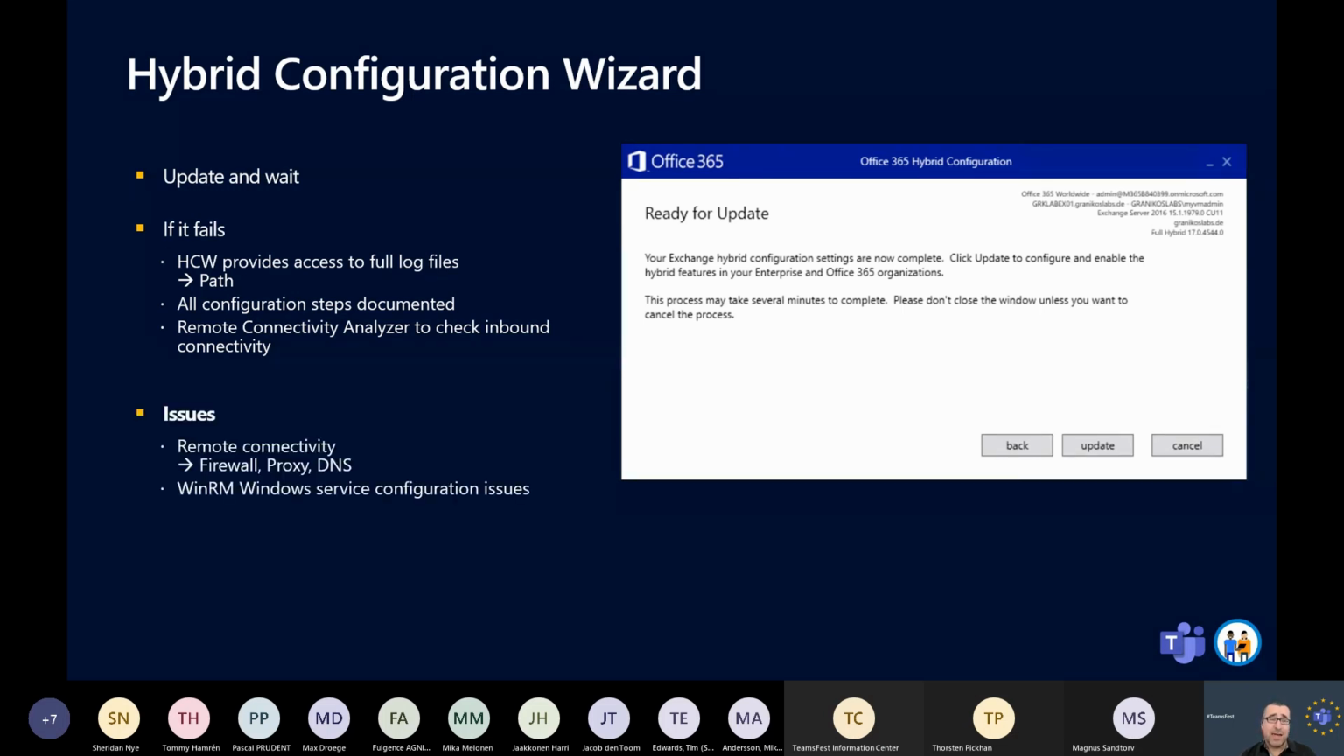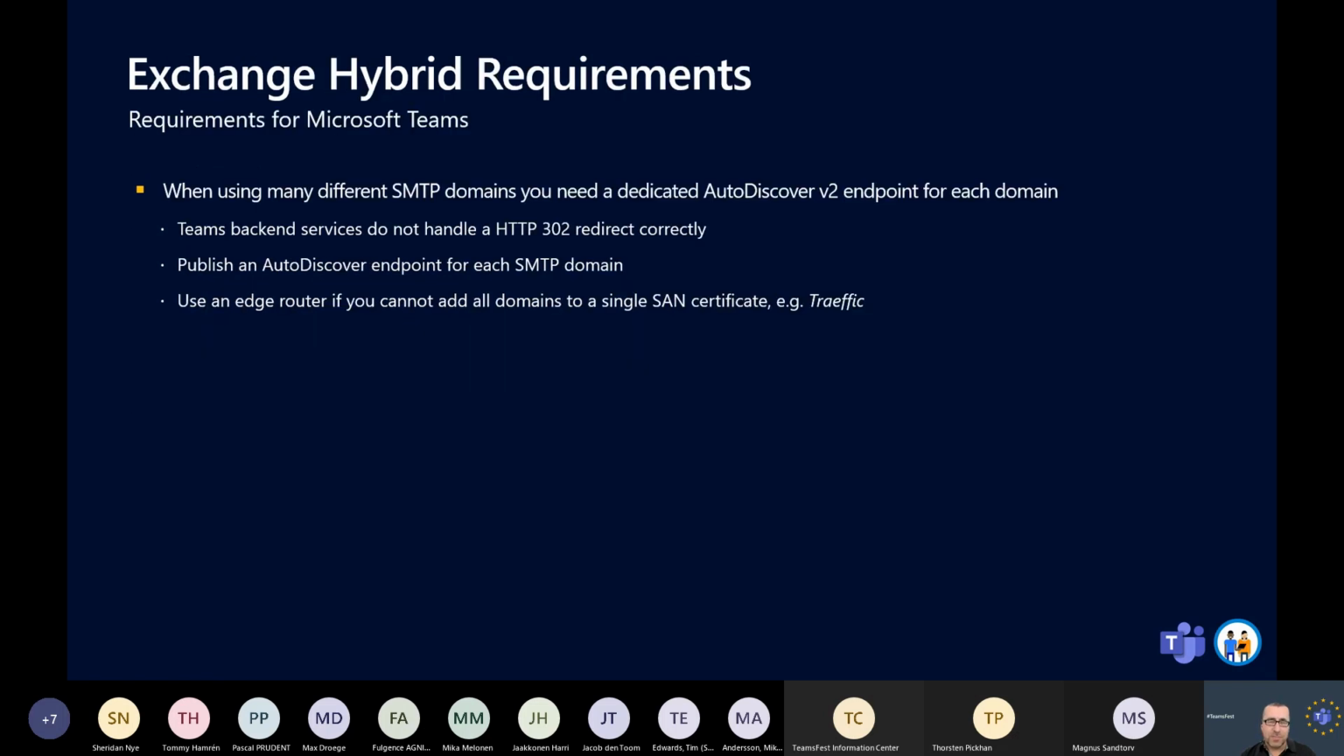And again, firewall, proxies, name resolution, just the classic stuff to analyze issues with inbound connectivity. And again, the Windows Remote Management Service requires basic authentication. So what about Teams?